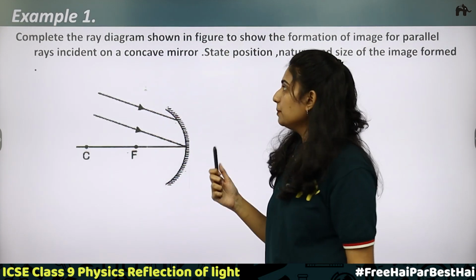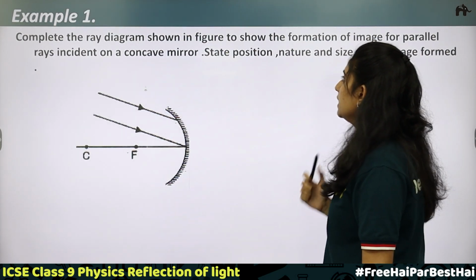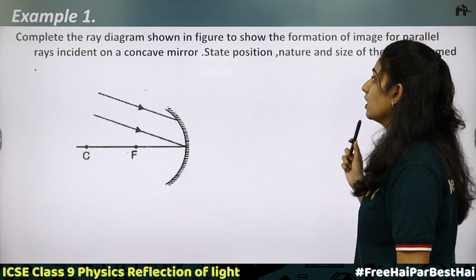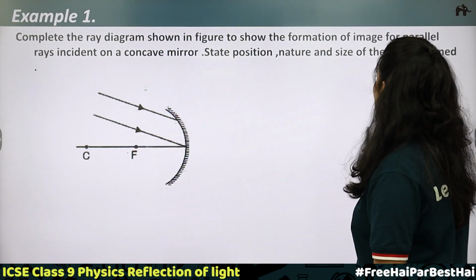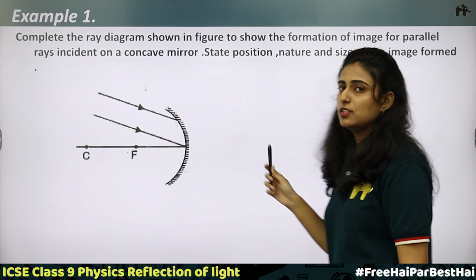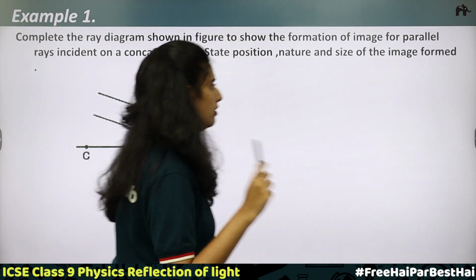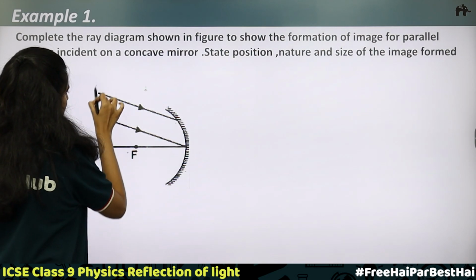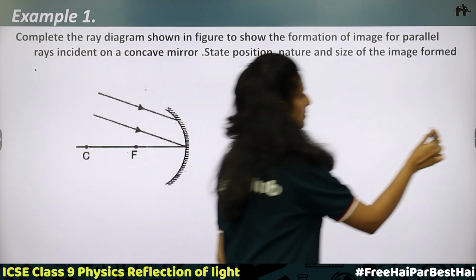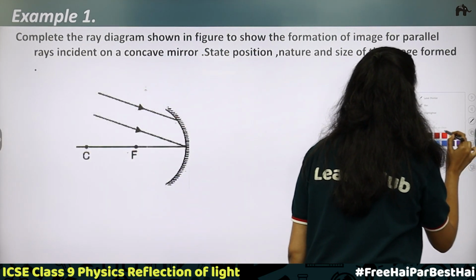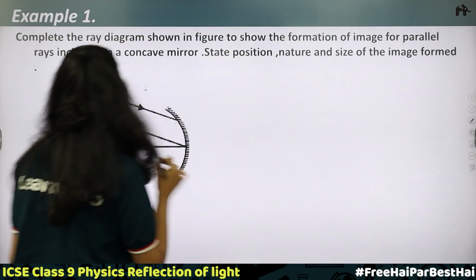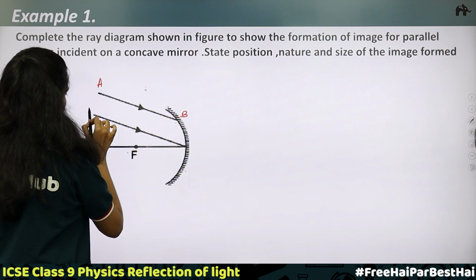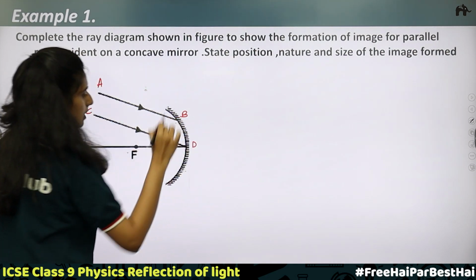Let us take an example. Complete the ray diagram shown in the figure to show the formation of image for parallel rays incident on a concave mirror. State the position, nature and size of the image formed. So this is case 2 that we have discussed, in which a faraway object is considered. Okay, so this is the first incident ray. Let us say A, B, and this is C, D.